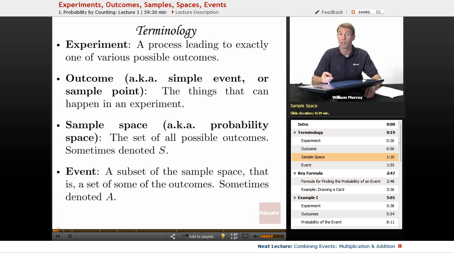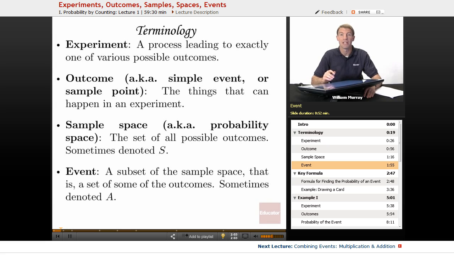So if you're just going to flip one coin, for example, the sample space is head and tail, because those are the two things that can happen. You can get a head or a tail. The sample space is also known as probability space. So those words we'll use interchangeably: probability space or sample space. If you're studying probability with your own textbook, they might use the word sample space, they might use the word probability space, but those mean the same thing. Finally, an event is a subset of the sample space, that is, a set of some of the outcomes.